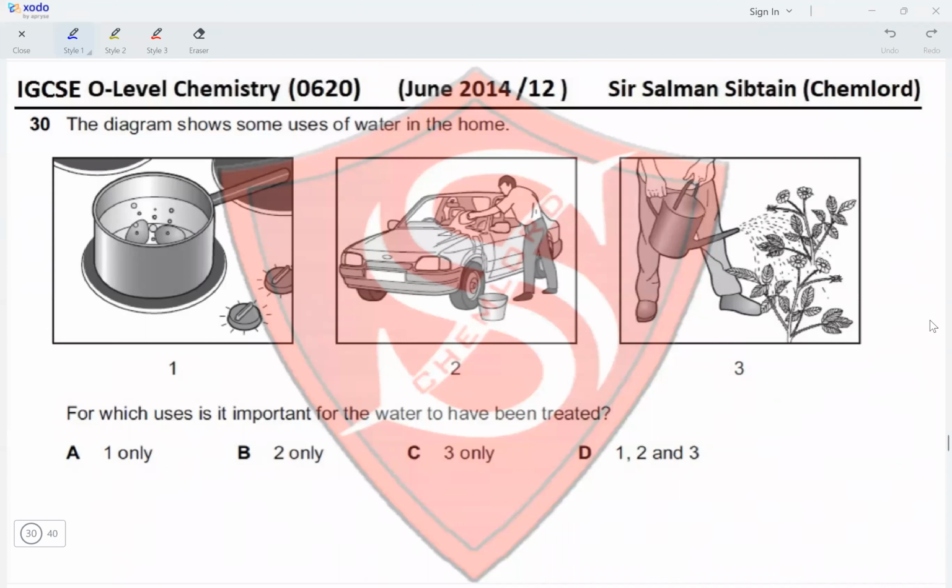Question 30. The diagram shows some uses of water in the home. So we are using it for cooking, for cleaning, and for irrigation. So for which uses is it important for water to have been treated? So treated water is not needed for washing and for irrigation, but definitely needed for consumption by humans. So this makes one the only use in which water should be treated before it is used. So option A is the correct option for this question.